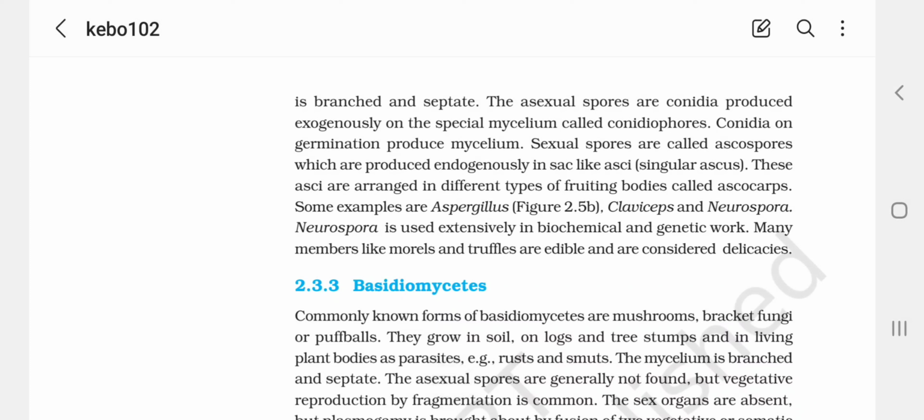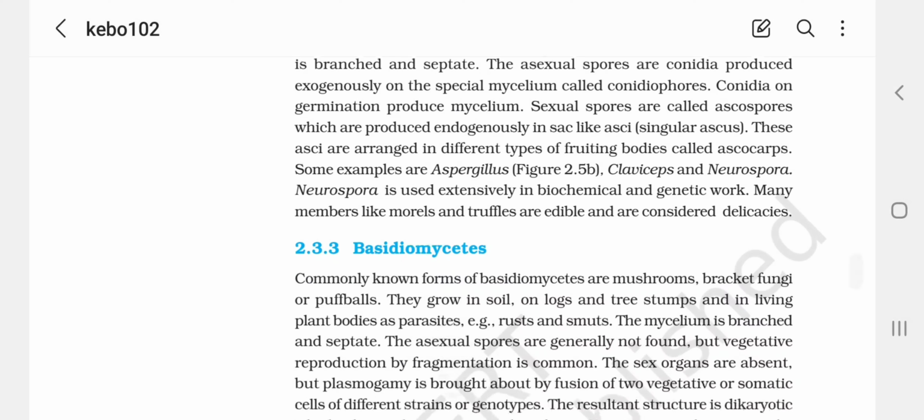Some examples are Aspergillus, figure 2.5b, Claviceps, and Neurospora. Neurospora is used extensively in biochemical and genetic work. Many members, like morels and truffles, are edible and are considered delicacies.